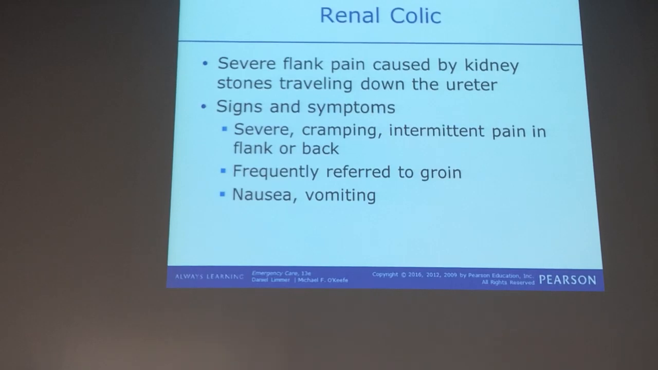Renal colic is severe flank pain caused by kidney stones traveling down the ureter. Signs and symptoms are normally severe cramping, intermittent pain in the flank or the back, frequently referred to the groin, nausea, and vomiting. These patients are going to be in severe pain, the worst pain. Some people say this is as bad as having a baby.